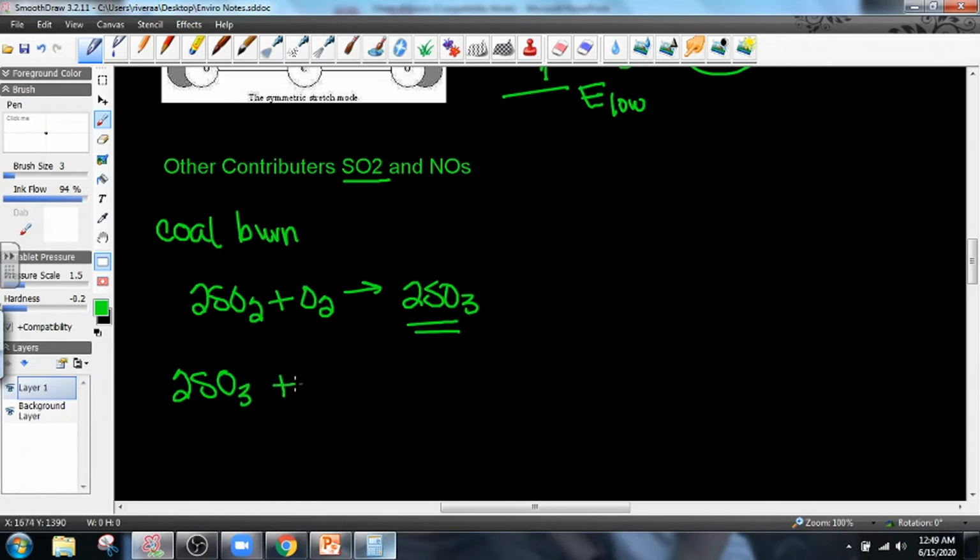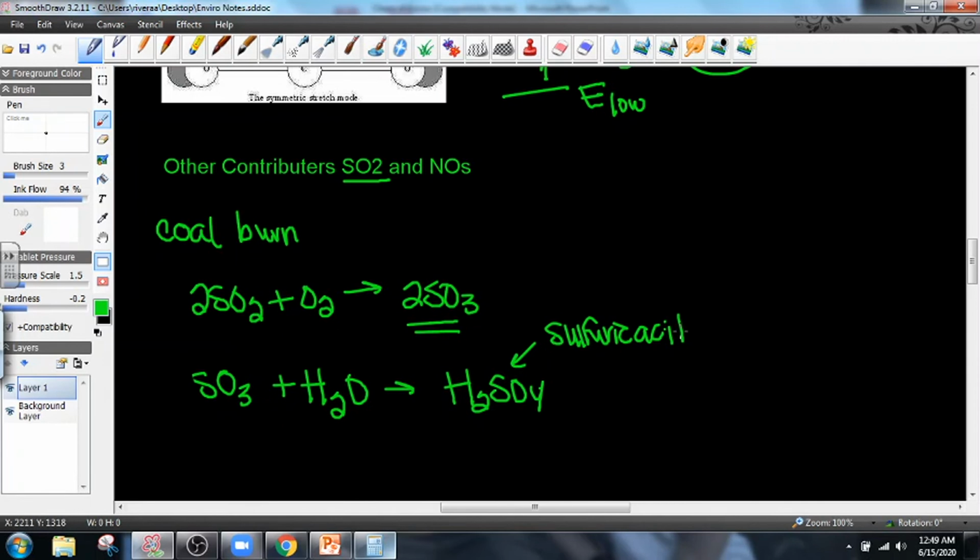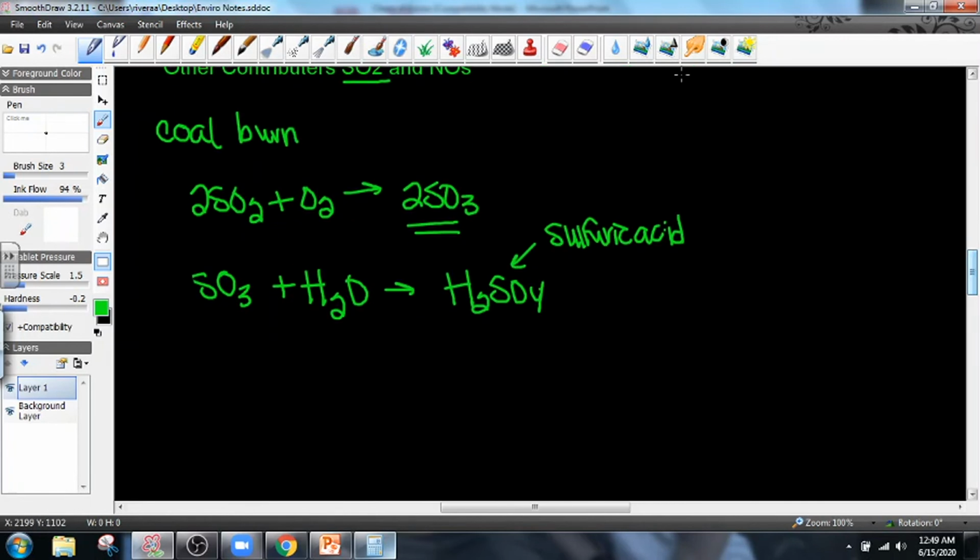Well, the sulfur trioxide reacts with water to make H2SO4. And H2SO4, you guys, is sulfuric acid. And you're like, well, what's the problem? Well, do you really want sulfuric acid, one of the 7 strong acids, raining down on you, your pools and your fish tanks and your ponds and your lakes and your rivers? Do you want acid rain?